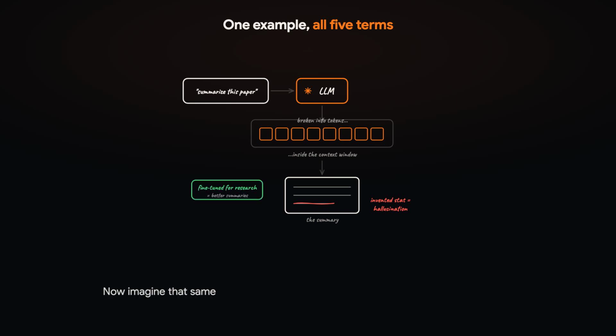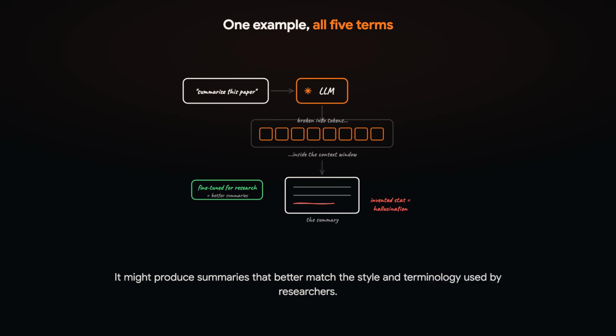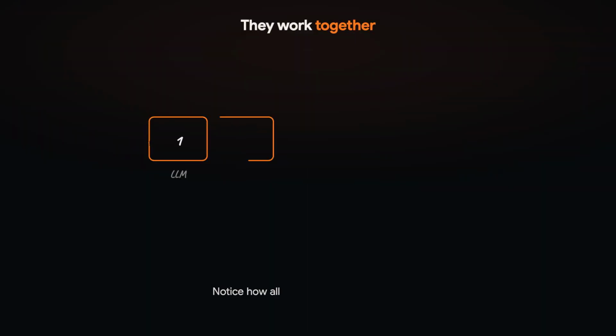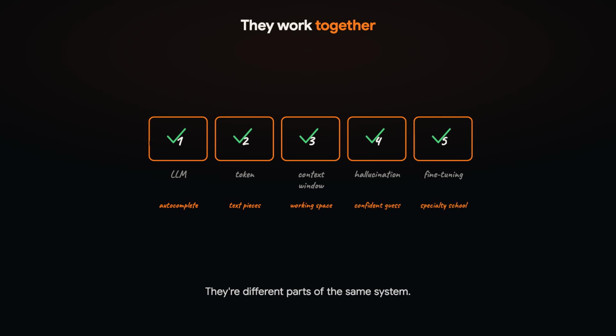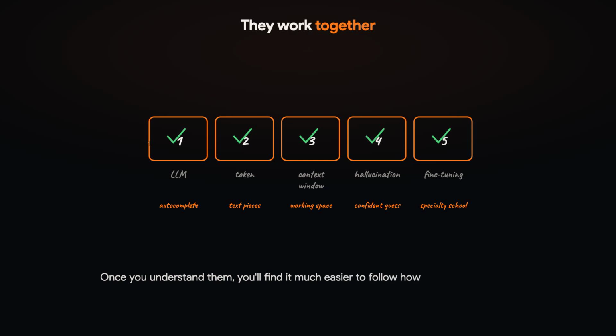Now imagine that same model had been fine-tuned specifically for scientific research. It might produce summaries that better match the style and terminology used by researchers. Notice how all 5 terms work together. They're not isolated concepts. They're different parts of the same system. Once you understand them, you'll find it much easier to follow how modern AI systems actually work.